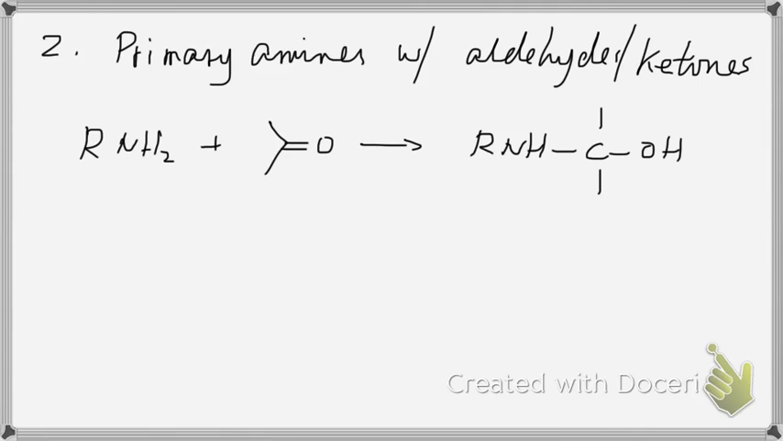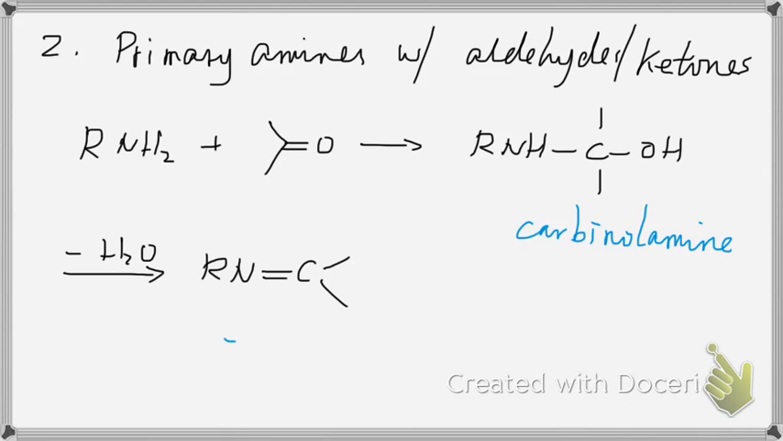bond. And it first provides this intermediate called carbinolamine, and dehydration could take place, and a nitrogen-carbon double bond is formed. That's the imine. So primary amine react with aldehydes and ketones. It provides imine as the final product.